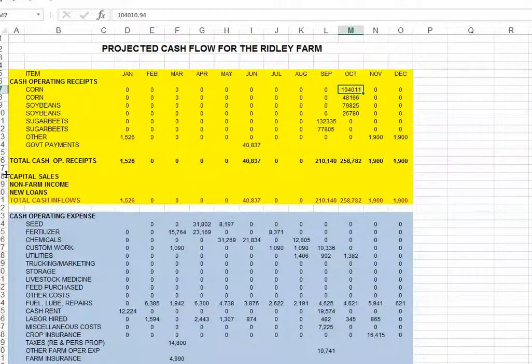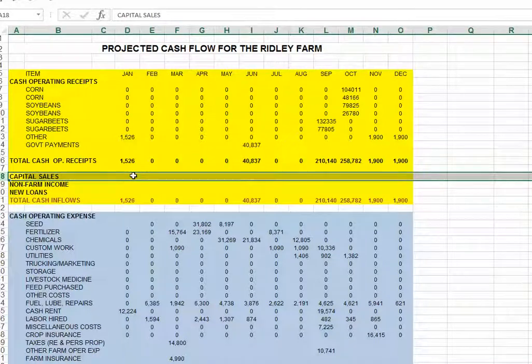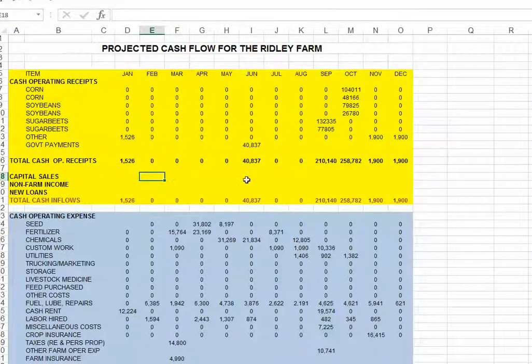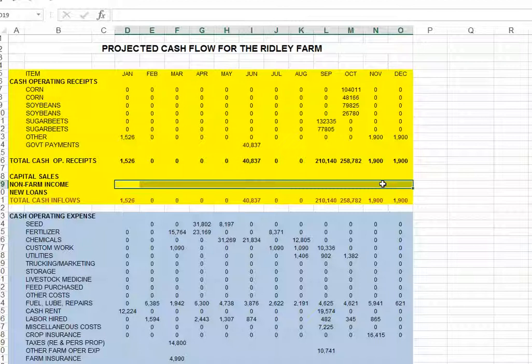This line right here for capital sales, an example would be selling an old piece of machinery of some kind, and you would project the revenue and put it in whatever month you thought that sale would occur. Non-farm income would be like the owner or the spouse working off the farm. Now, it would be the farm manager's choice whether to put anything in these rows. If you wanted the cash flow to show money available that you could use from the non-farm, put it in. But if you wanted the cash flow just to illustrate the farm portion, then maybe you wouldn't put that in.